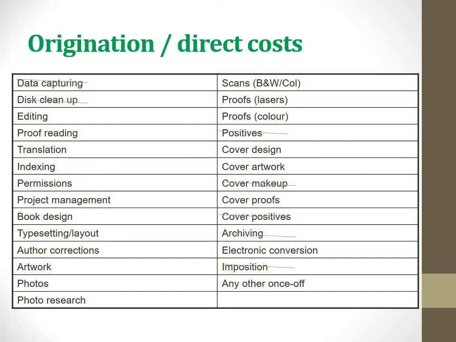So direct costs, you guys already know that those are the costs that are directly involved or influenced by the production of your book. Now the olden days, the stuff that I scratched out, that was data capturing, disk cleanup, positives, cover positives, archiving, cover makeup. Those things we don't do these days anymore due to all the technological advances and streamlining of processes. So that's not necessary anymore.